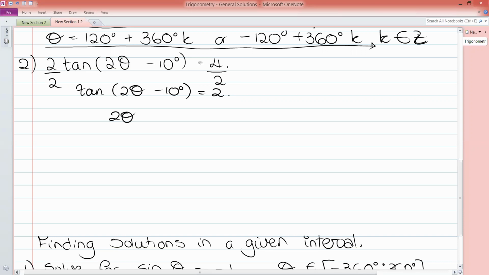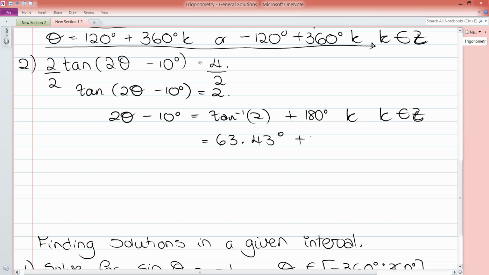You're left with 2 theta minus 10 degrees is equal to inverse tan 2. What's inverse tan 2? It is 63.43 degrees. Remember for tan, it's not 360, it's 180 degrees k. So 63.43 degrees plus 180 degrees k, where k is an integer. Now remember, you still have your 2 theta here and your minus 10 degrees.